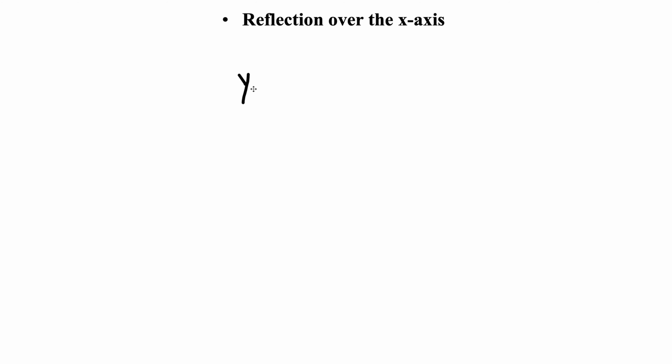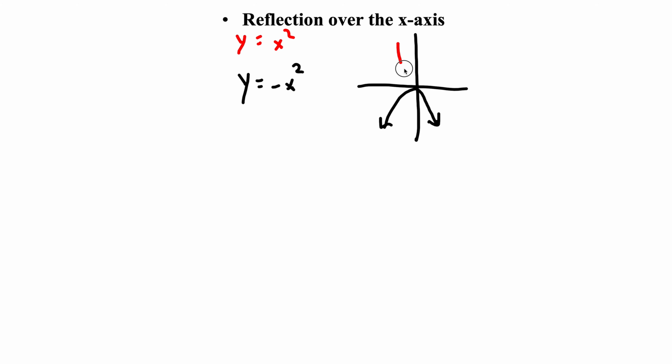Reflection over the x-axis. This is easy, you've seen this before. What is negative x squared? Negative x squared is this graph that opens down, as compared to y equals x squared. What's the difference? Well, that's our basic parent model. All we do is we throw a negative in.